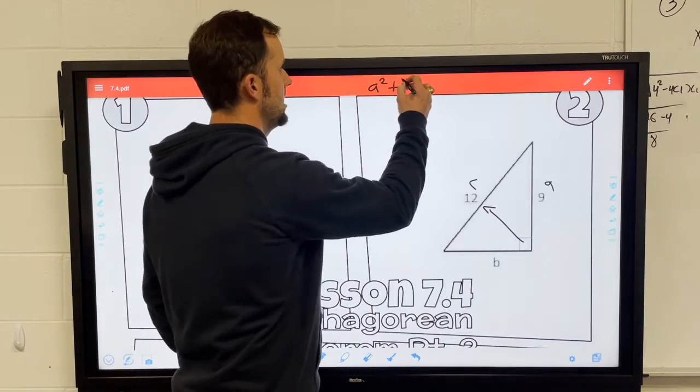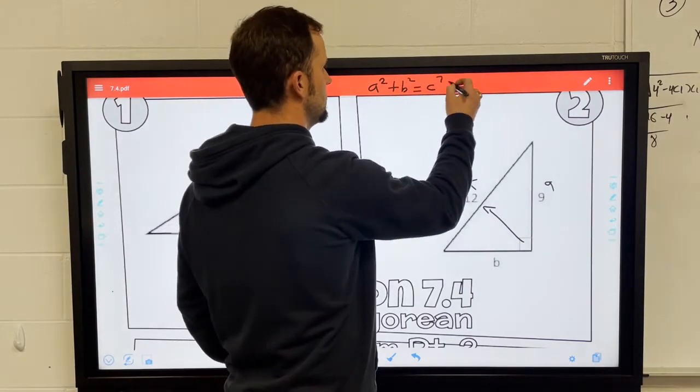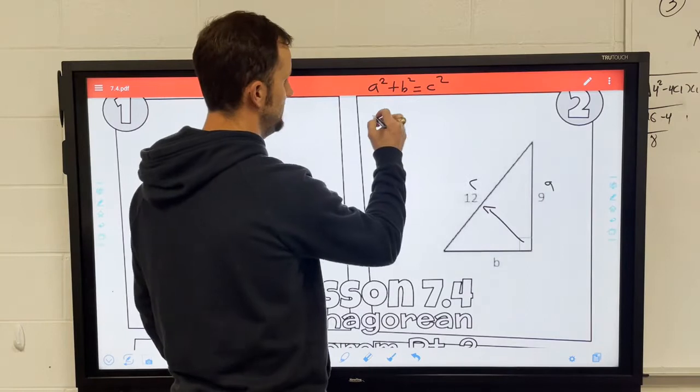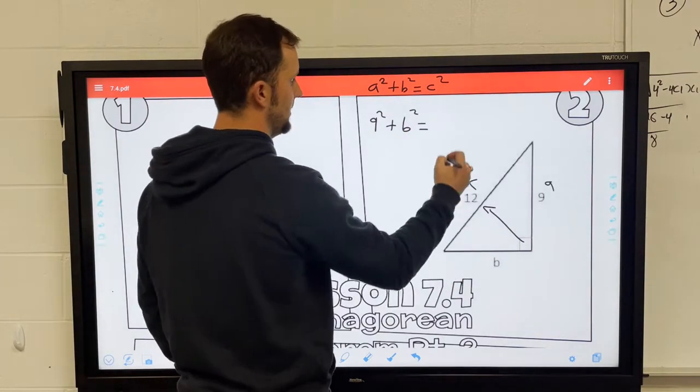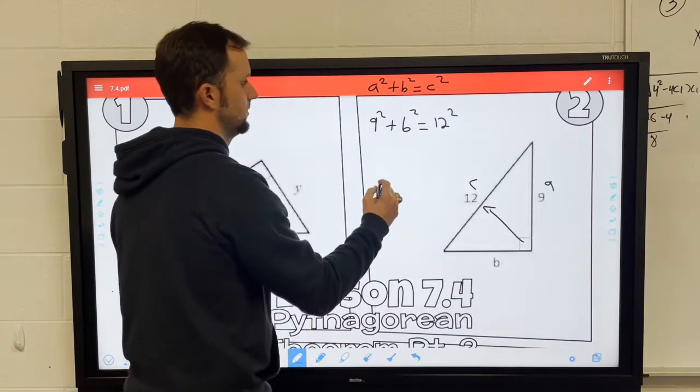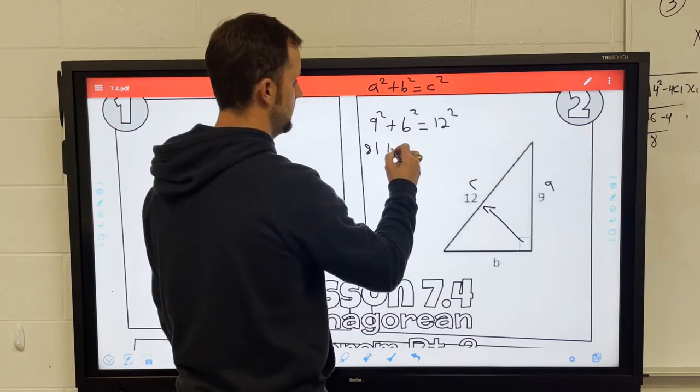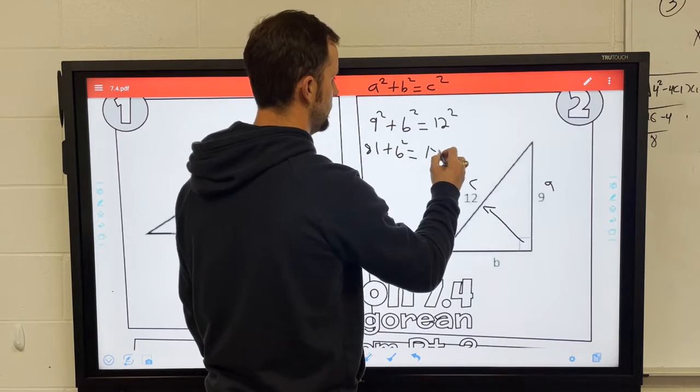A squared plus b squared equals c squared. My a value is going to be 9. My b value is just going to be b, and my c value is going to be 12 squared. So 9 times 9 is 81. 12 times 12 is 144.